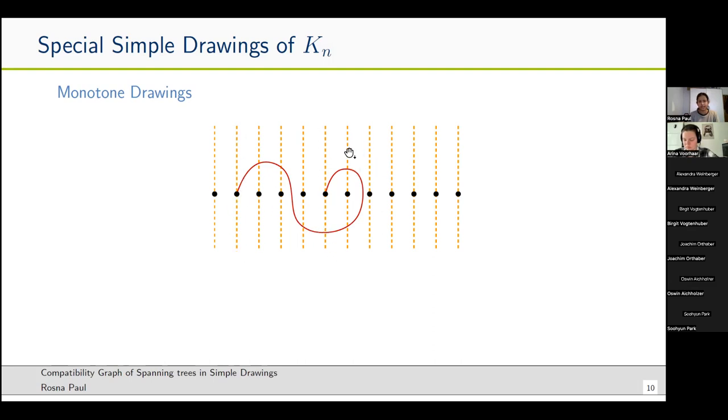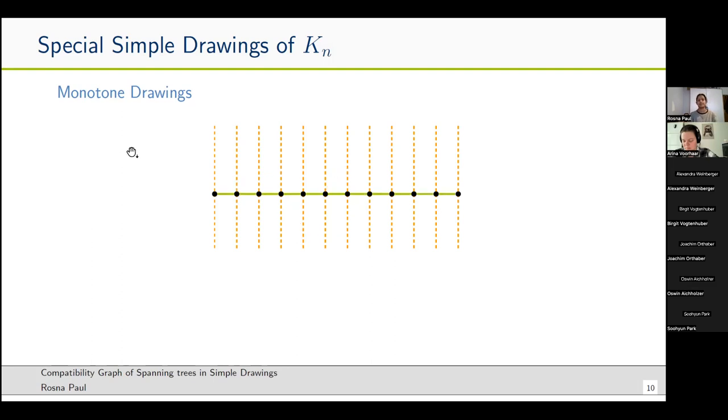So this is a forbidden edge because it is moving further away from these two orange edges. Such an edge is not allowed. Those drawings are called monotone drawings. In this case, we have to choose a plane spanning tree, which is kind of our center spine tree. So here we have a nice candidate.